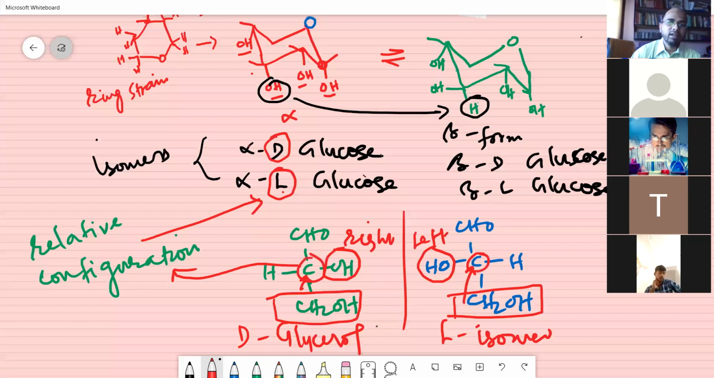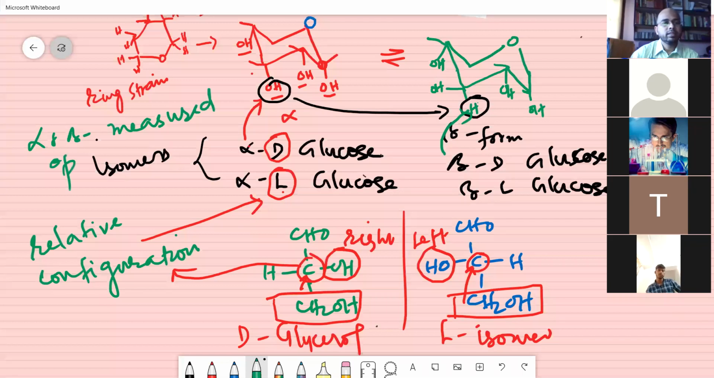And this alpha is dependent on this. Beta is also dependent on this. Alpha and beta are also isomers, measured optically by optical rotation. And they are called the anomers.